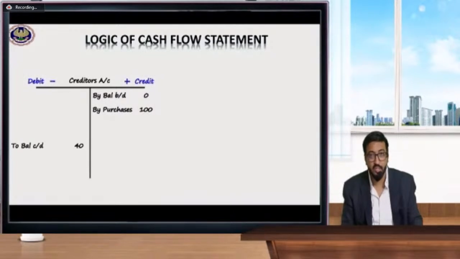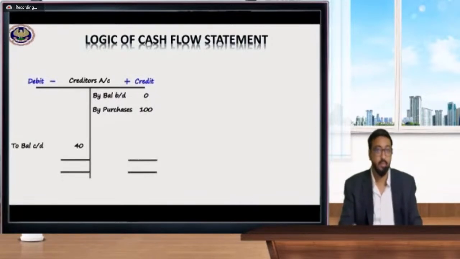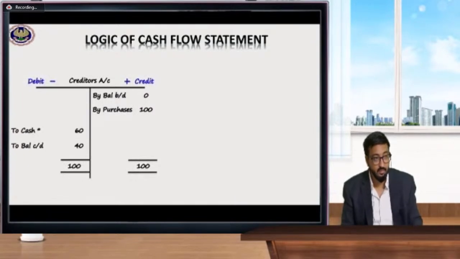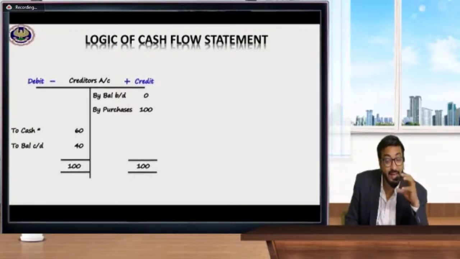By purchases 100. And what is balance carried down? 40. Now, what is to cash we paid? 60. To cash 60. See the creditors account. Now tell me, creditors is your regular account?